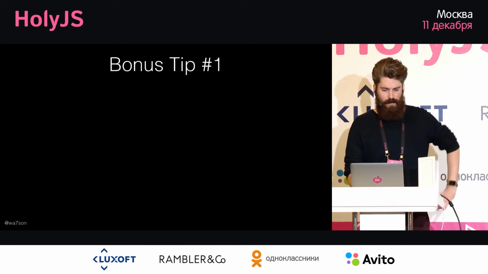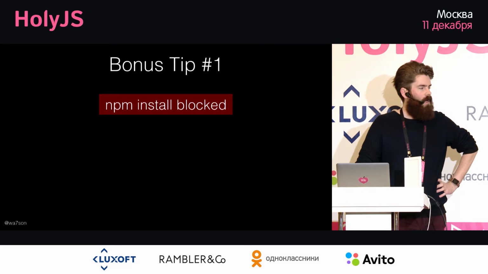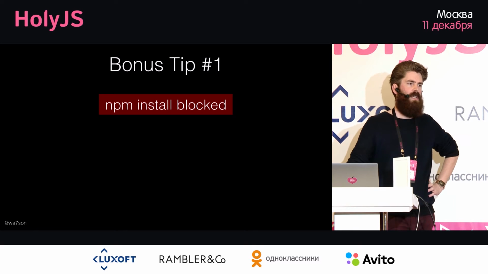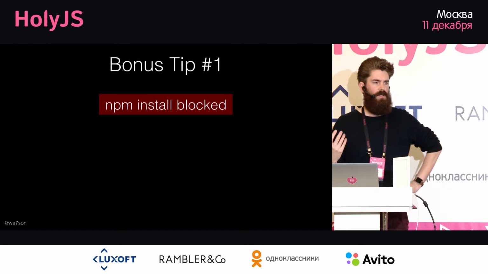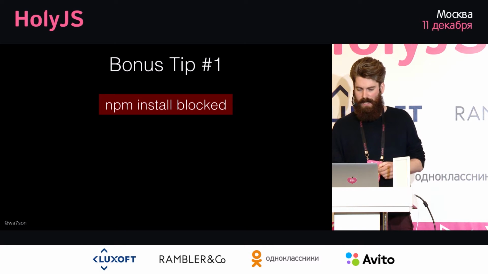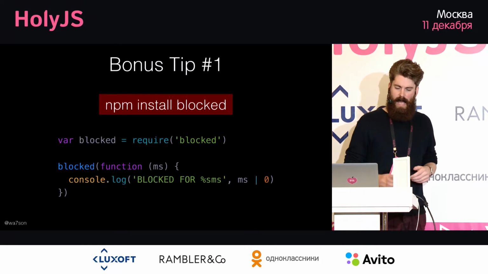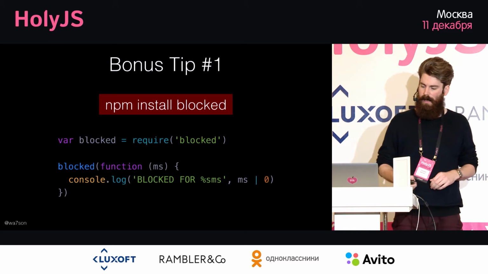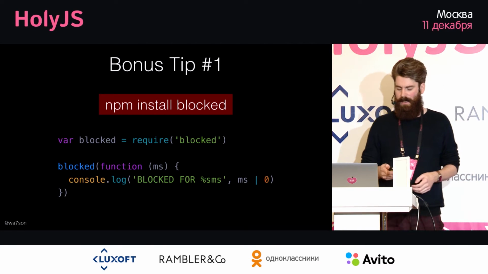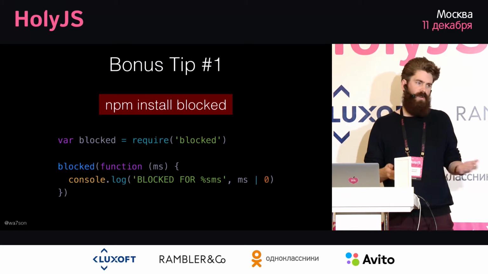So, bonus tips for CPU-intensive code. There's this module called blocked that you can install, and it will notify you if your event loop is blocked. So basically, if your Node program is running something that is really CPU-intensive, you just give it a callback, and it will call that callback every time it detects that it's blocked. But it won't really tell you why.